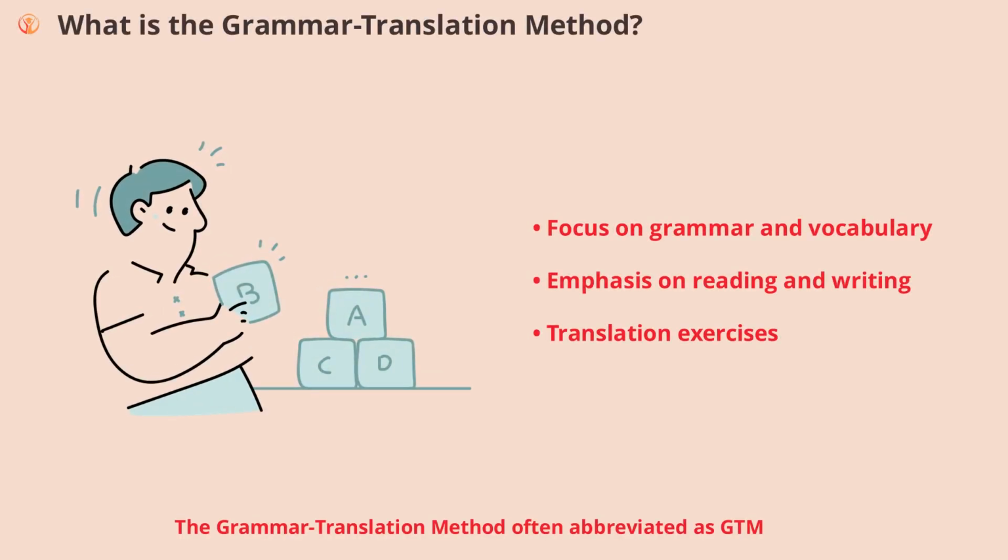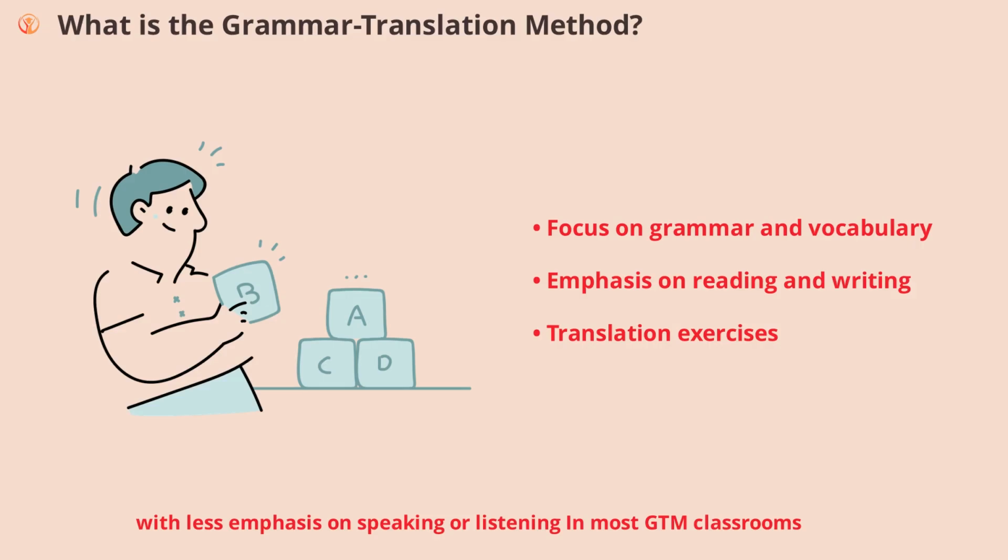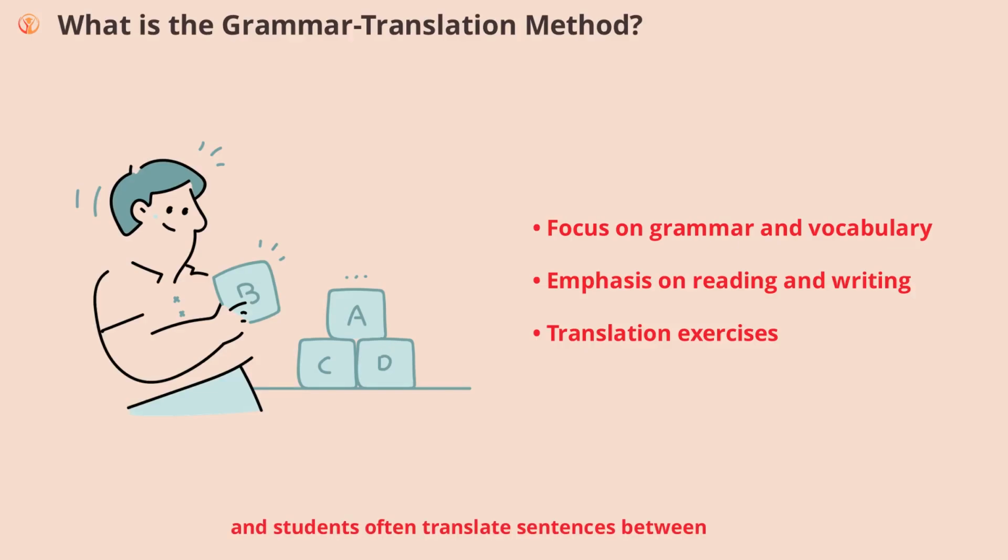The Grammar Translation Method, often abbreviated as GTM, is one of the oldest and most traditional approaches to language teaching. Its main focus is on the systematic study of grammatical rules and vocabulary, usually through translation exercises. GTM aims to develop strong reading and writing skills, with less emphasis on speaking or listening. In most GTM classrooms, the teacher leads the lesson, and students often translate sentences between their native language and the target language. This method is especially common in academic settings, where understanding written texts is a priority.